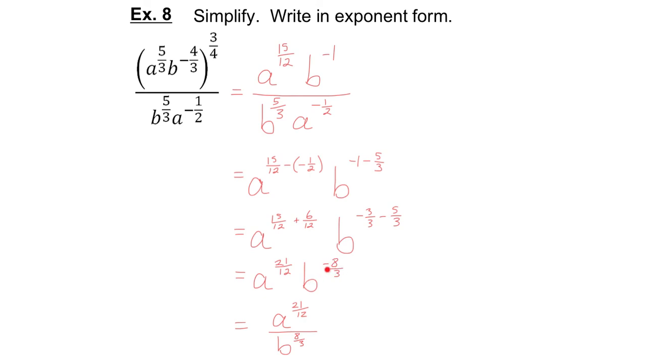This is a negative exponent, so I want to clean this whole expression up by not having a negative exponent. So I'm going to put the positive exponent on the base in the denominator. So take the reciprocal of the base, so instead of b, it's 1 over b, and then the exponent is now positive. So I end up with a to the 21/12 divided by b to the 8/3. So there you have it.